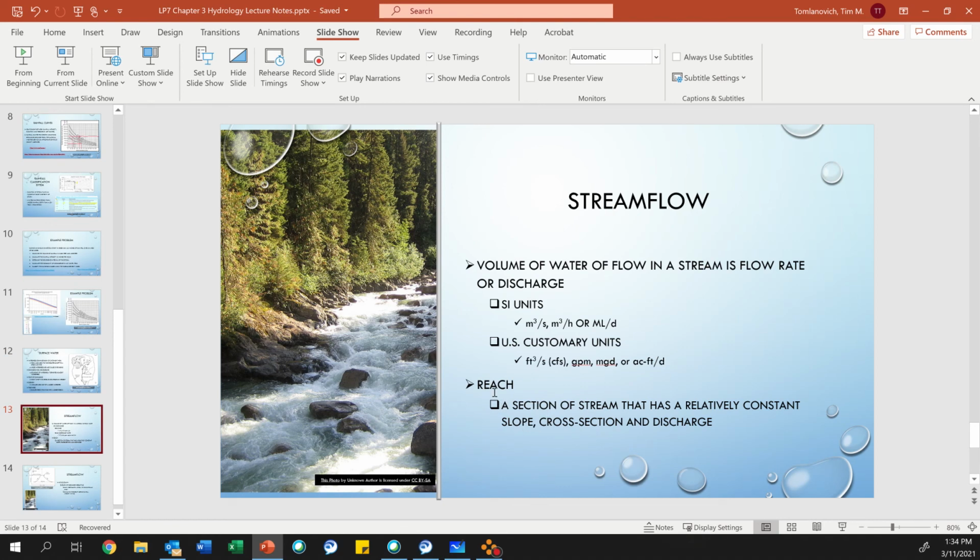So, a reach, another term, is a section of stream that has a relatively constant slope, cross section, and discharge. So that's a reach. If I look at the picture on the left, which is a stream, if this slope is constant and the geometry is constant, we can call that a reach. So in a detailed analysis to figure out how much flow is coming down to my outlet, we may have to modify the geometry, and that's where computer models come in handy.